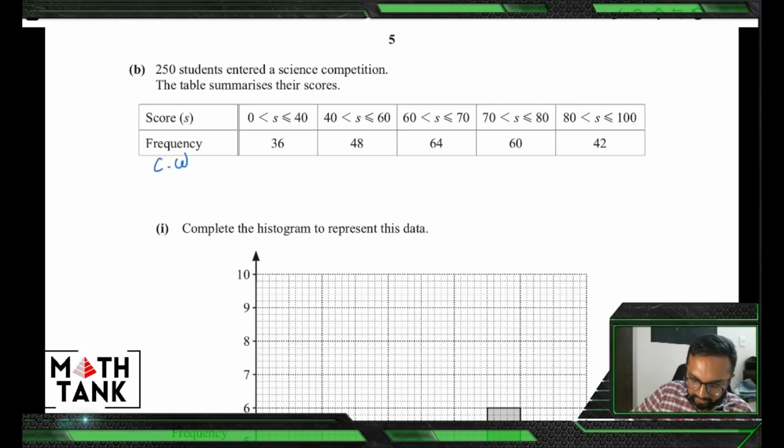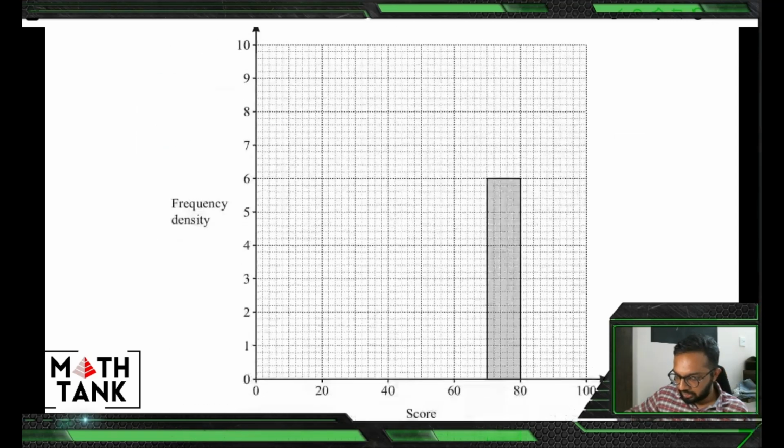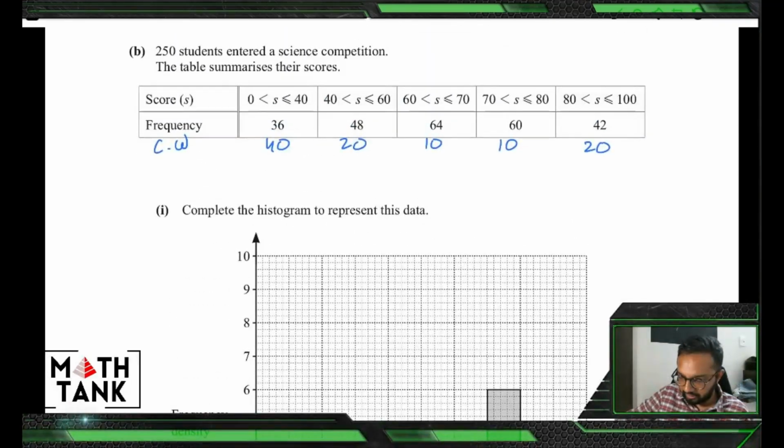Again, I need the class widths, so I'm going to say 40, 20, 10, 10, and 20. What bars are drawn for me? Just the 70 to 80 bar is drawn for me, so I can leave that one out, and I can calculate the rest of the frequency densities. Now remember, frequency divided by class width, don't divide it the other way. It's going to give you wrong answers. So that gives me 0.9. 48 divided by 20 gives me 2.4, 6.4, 2.1.